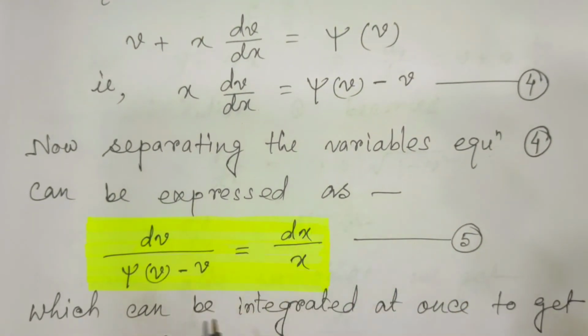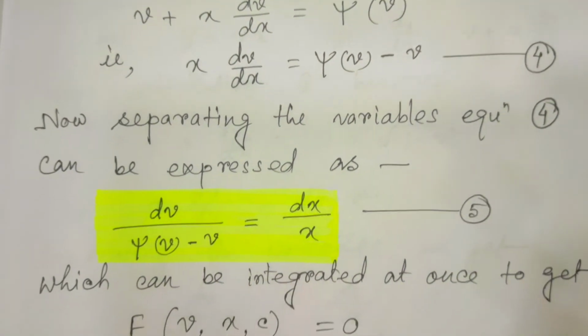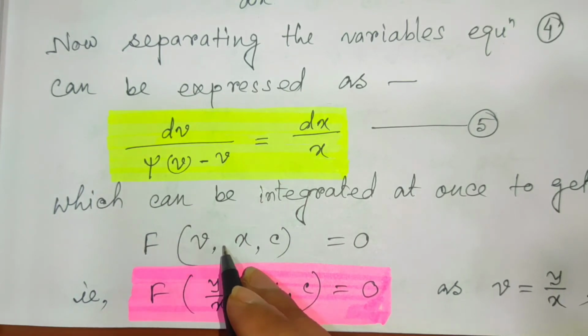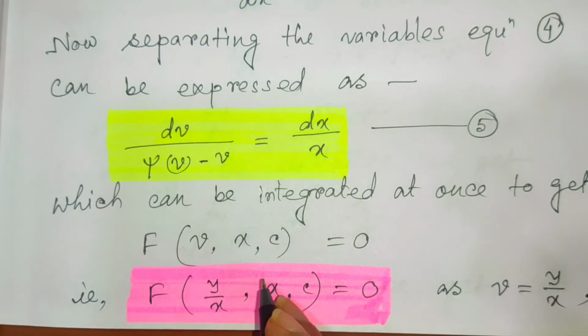So here we should apply separation of variables, and if we integrate, then we will find the primitive in terms of v. There v should be replaced by y by x to get the desired solution for the differential equation. So let us solve this one by one with an example.